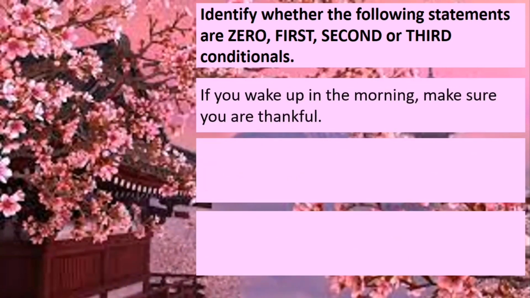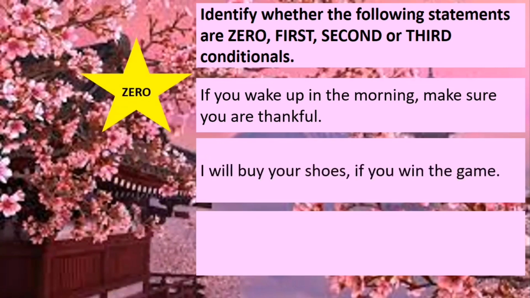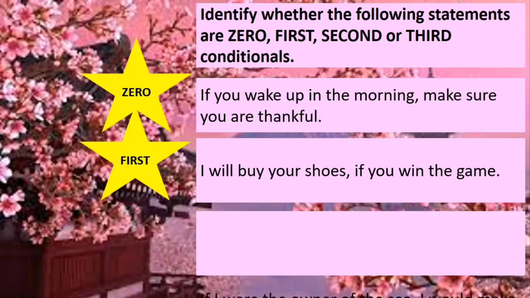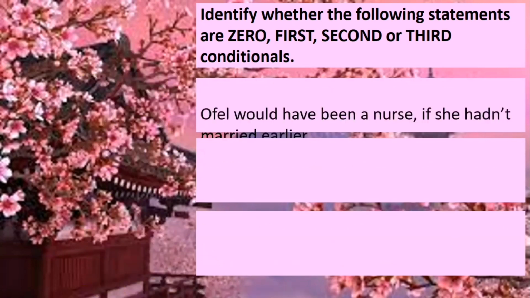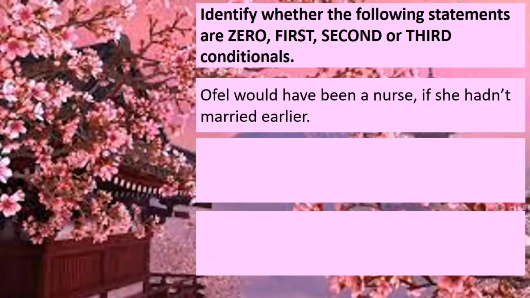Next, if you wake up in the morning, make sure you are thankful. That is zero conditional. Next, I will buy your shoes if you win the game. That's first conditional. Next, if I were the owner of the sea, I would make sure no one will throw their trash. That form is in the second conditional. Next, Awful would have been a nurse if she hadn't married earlier. And that one is third conditional.